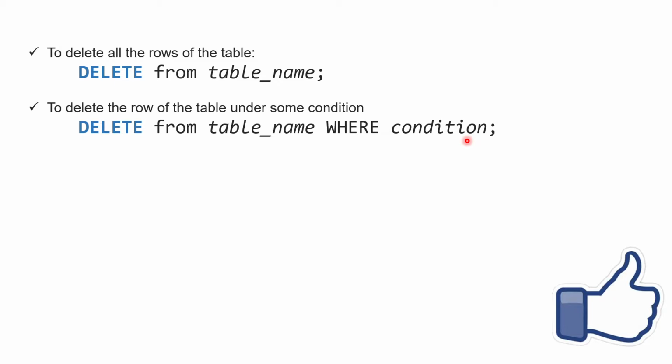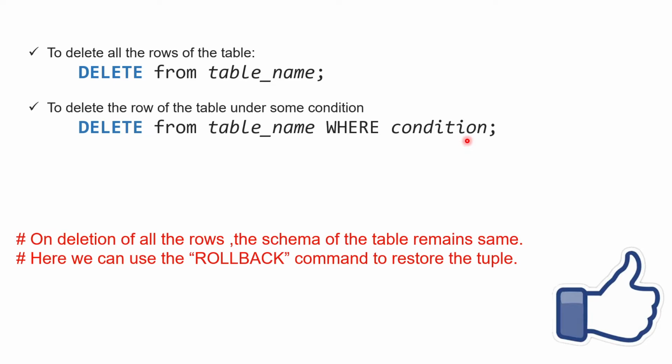Here are some points to be noted: when we delete all the rows using the delete command, then only the rows get deleted, but the schema or the structure of the table remains the same. And also we can rollback the delete operation. Here rollback means we can undo the last delete operation if and only if you didn't commit the transaction. That's why it is also transaction safe.